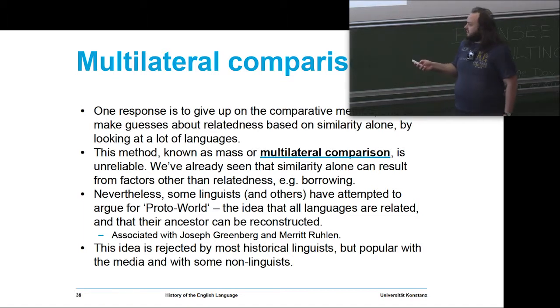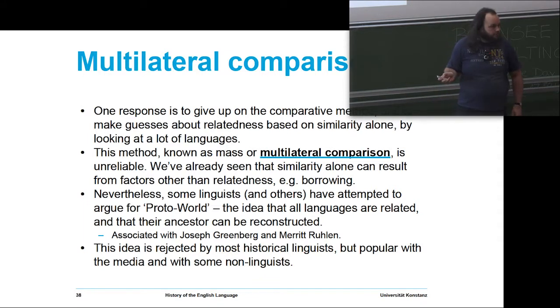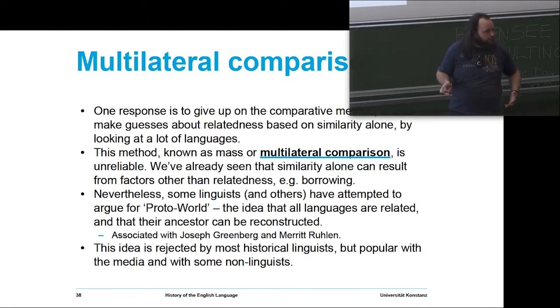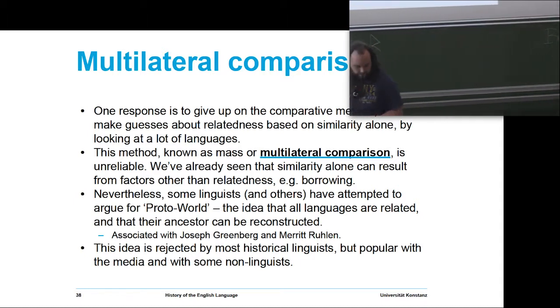Now, this idea is something that most mainstream historical linguists reject. Mainstream historical linguists do not reject the idea that there was a language that we can now call proto-world that ended up developing into all of the world's languages. What those linguists reject is the idea that we can demonstrate this in any meaningful way. Okay, so it's a nice idea, but it's nothing more than an idea.